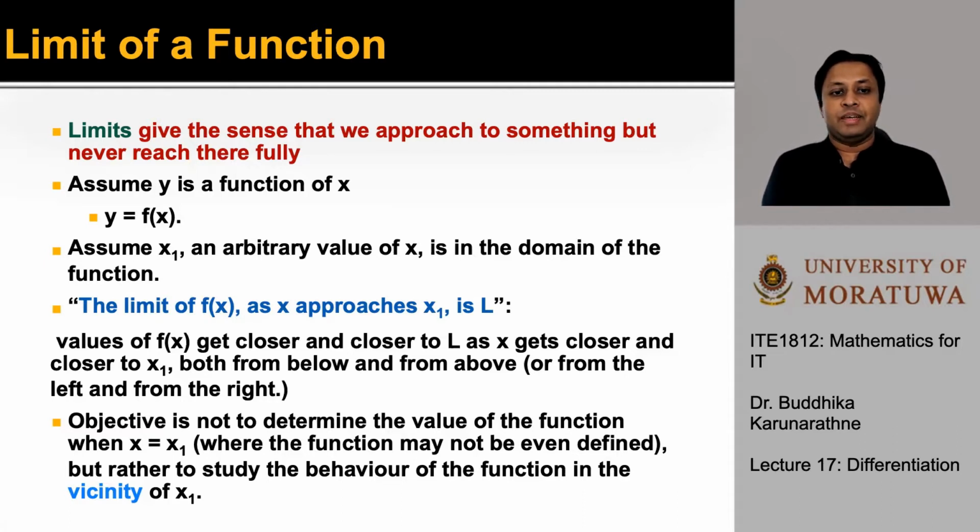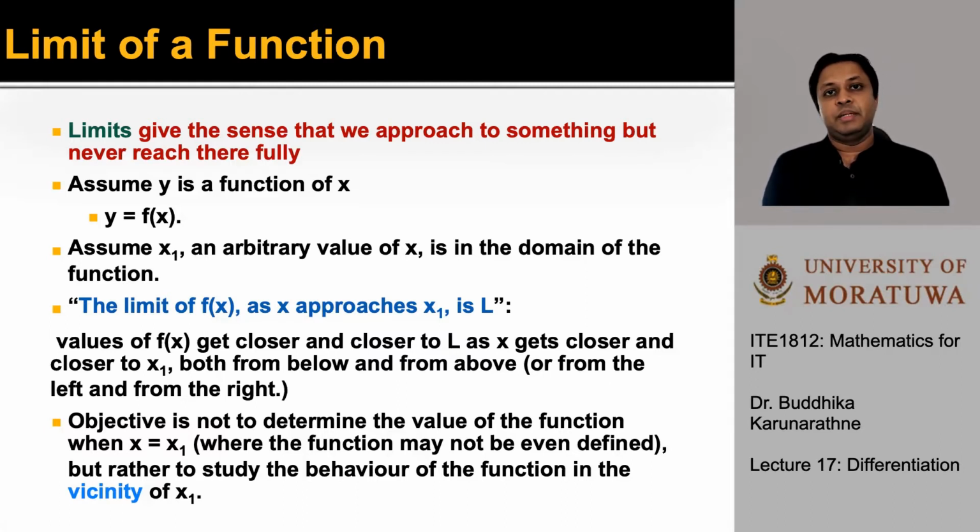Values of f(x) get closer and closer to L as x gets closer and closer to x1, both from below and above. So we can define two sides, the lower side as well as the upper side, or we can say from the left side or from the right side. So both sides should be defined.